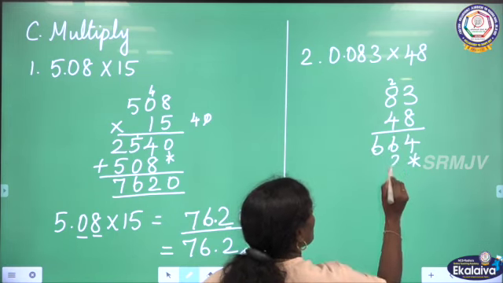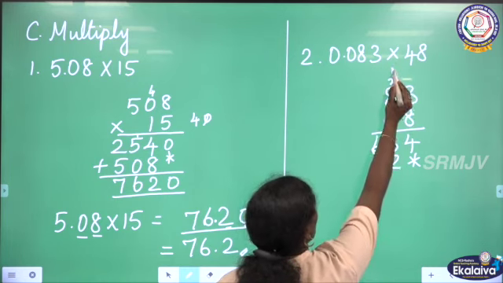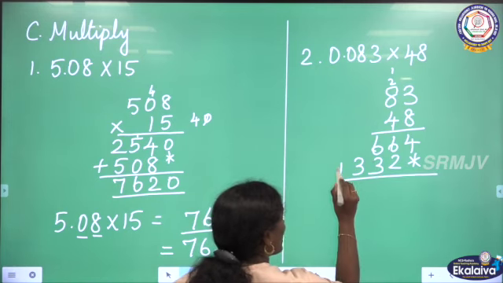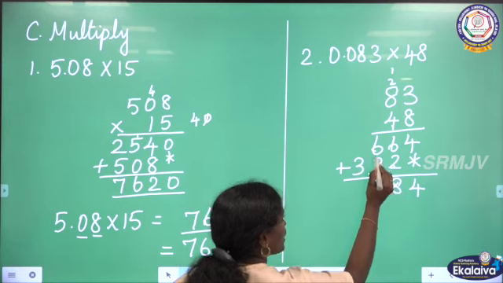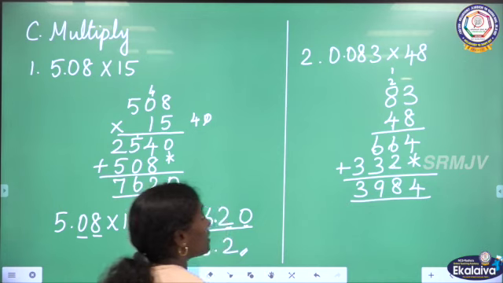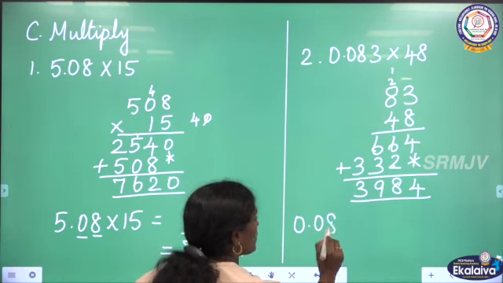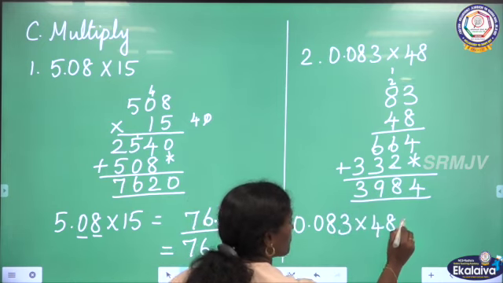4 3s are 12, 2 here, 1 carry over. 4 8s are 32, 32 plus 1, 33. Now we have to add these two. 4, 6 plus 2, 8, 6 plus 3, 9, 3. We got 3,984. Now I am going to write the answer for the given question, 0.083 into 48.